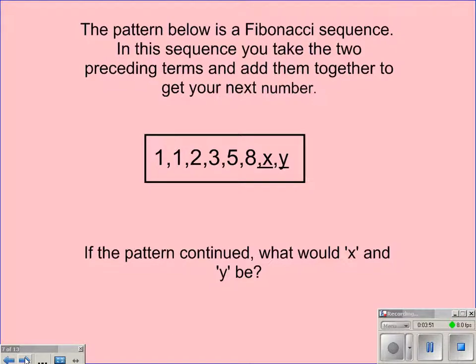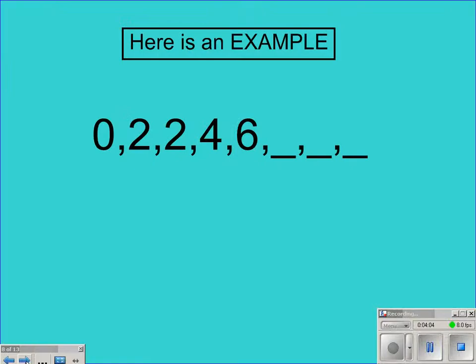The pattern below is a Fibonacci sequence. In this sequence, you take the 2 preceding terms and add them together to get your next number. If the pattern continued, what would X and Y be? Here's an example. Add 0 and 2 together to get 2.